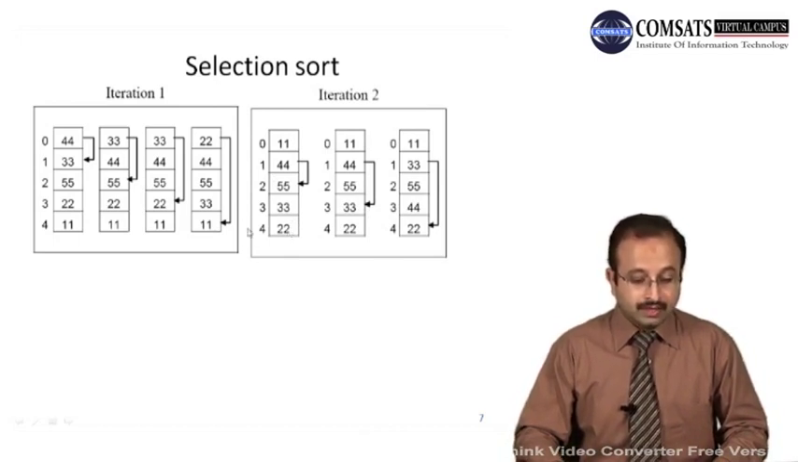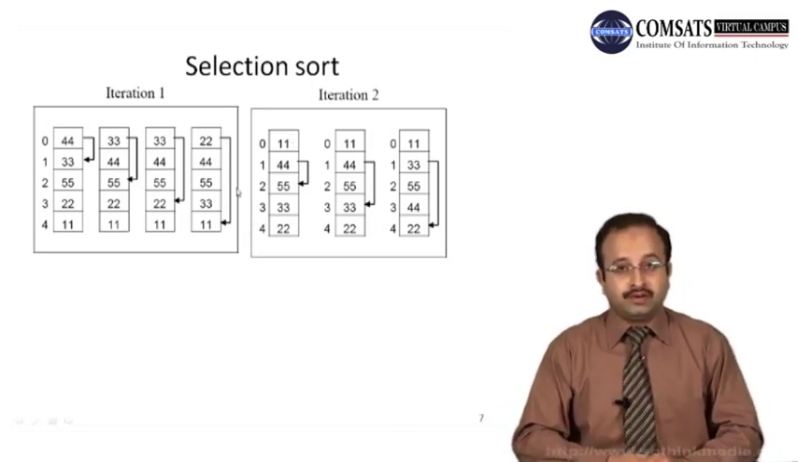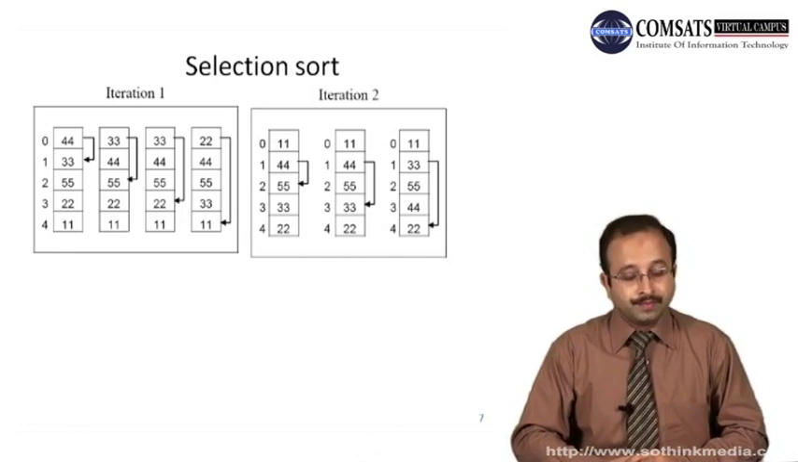Now, this is the execution of the first iteration of the outer for loop.